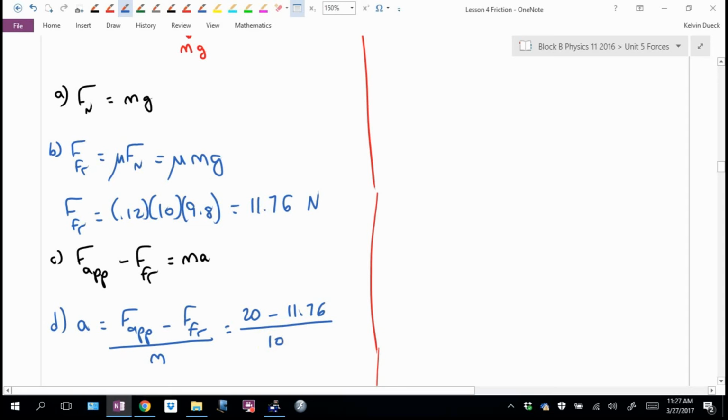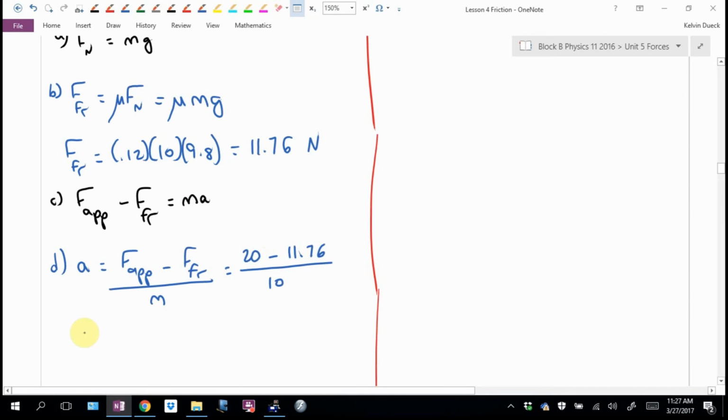Oh, I can do this in my head. It's dividing by 10. 20 take away 11 is 9. Take away 0.76 is 8.24. 0.824? Double check me. Yes? Is that right? Oh, by the way, is this a fraction? Brackets around the top? Yes, you remember all that stuff? It is 0.824. And it's an acceleration. Units. I've mentioned that it's worth memorizing units. Yes? Okay, good.